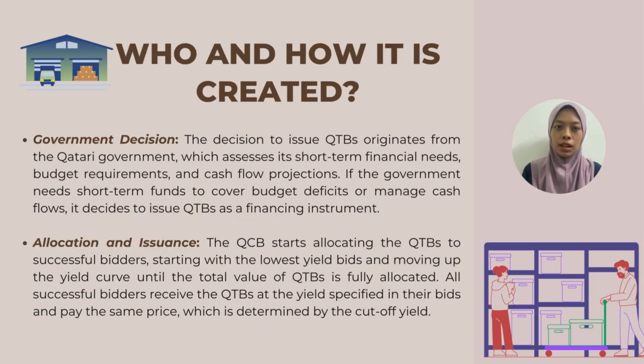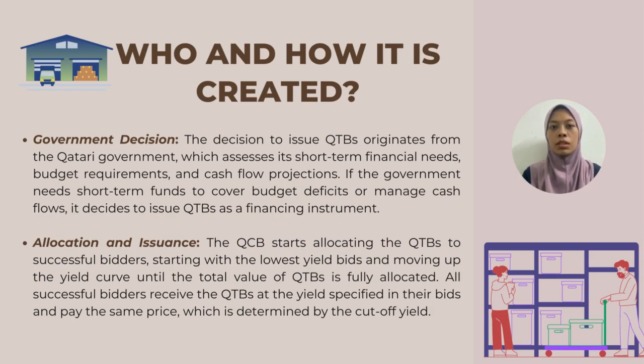So next is who and how it is created. First, government decision. The decision to issue QTB originates from the Qatar government, which assesses its short-term financial needs, budget requirements, and cash flow projections. If the government needs short-term funds to cover budget deficits or manage cash flow, it decides to issue QTB as a financing instrument. The next one is allocation and issuance.